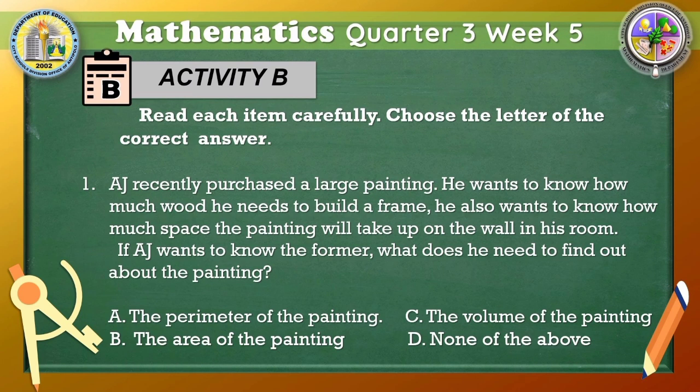A. The perimeter of the painting. B. The area of the painting. C. The volume of the painting. Or D. None of the above. What is your answer? Yes, it is letter A. The perimeter of the painting. Very good!